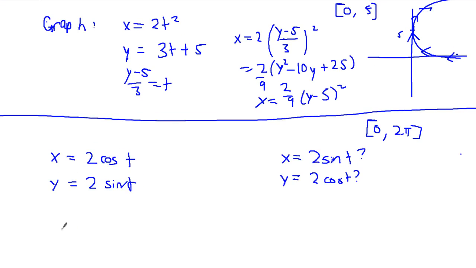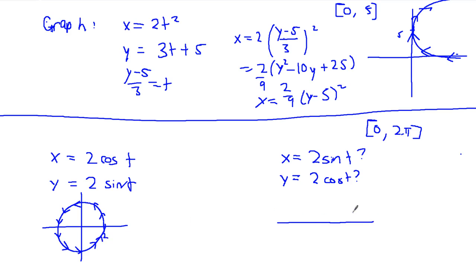So what about 2 cosine t, 2 sine t? This is easy enough, because cosine t and sine t are basically just our unit circles, where cosine is x and sine is y. So we could just do this and it will work. Make sure the radius is 2 though, or else it obviously won't work.